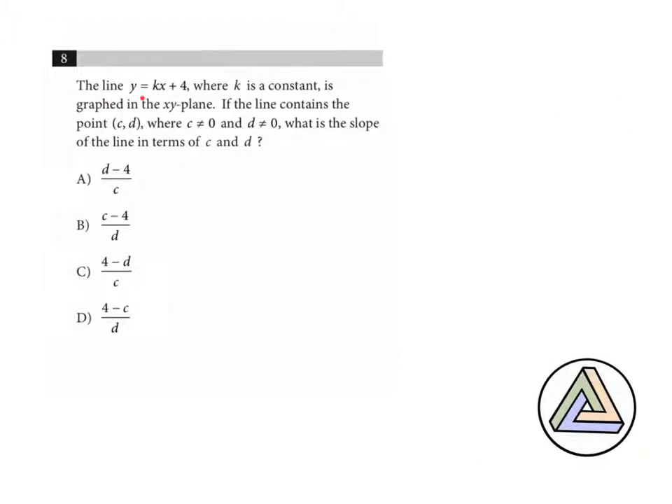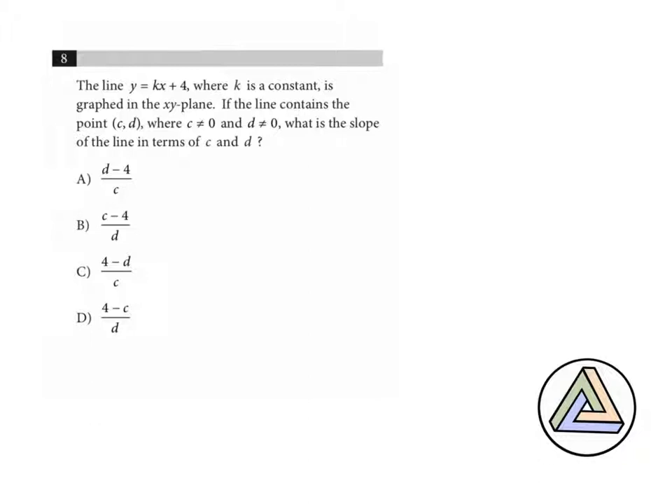All right, the line y equals kx plus 4, where k is a constant, is graphed in the xy plane. If the line contains the point C, D, where C does not equal 0 and D does not equal 0, what is the slope of the line in terms of C and D?